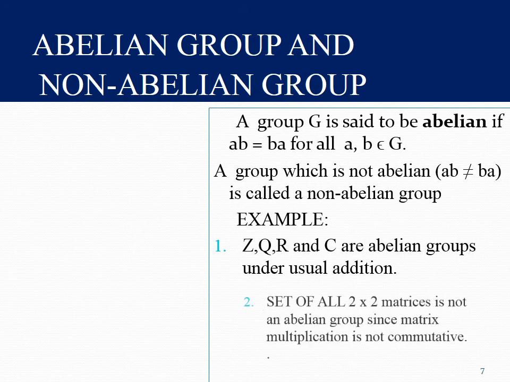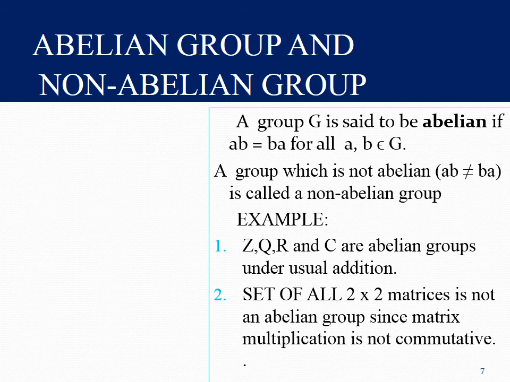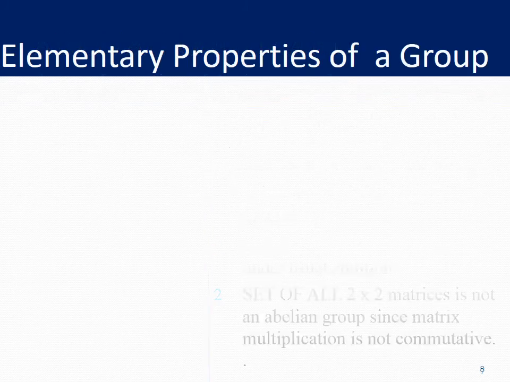under addition. But the set of all 2 by 2 matrices is not an abelian group under multiplication, since matrix multiplication is not commutative. Can you understand? Recall those things only. Next, elementary properties of a group.